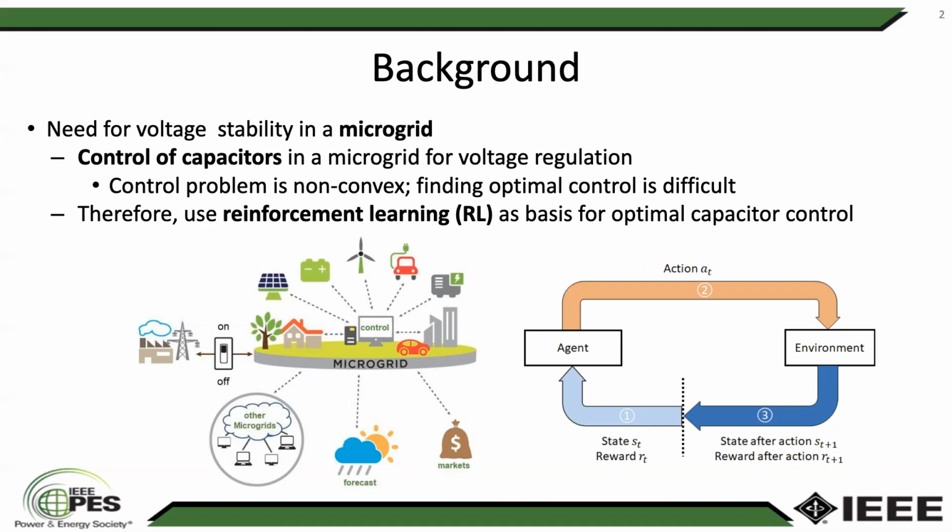Below at right is a diagram showing the overall framework of RL, where an agent reads states and rewards from an environment in one time step, and then determines an action for that time step. This action then affects the environment, resulting in a new state and reward. In this problem, the agent is a microgrid controller. The actions are enabling and disabling capacitor banks, and the states and rewards relate to the voltage measured at different nodes throughout the microgrid.